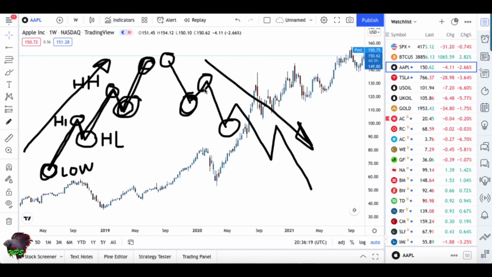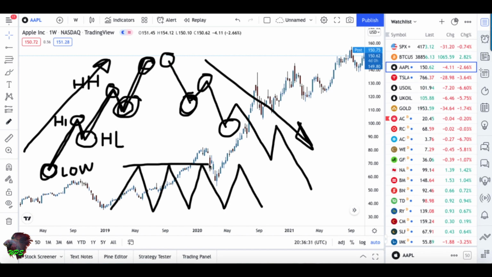Markets can do three things. They can go up, they can go down, and they can go sideways. Sideways means the market moves like this, in a pretty much defined pattern, where we have all our highs pretty much similar, and we have all our lows pretty much similar. Let me clear this for you.